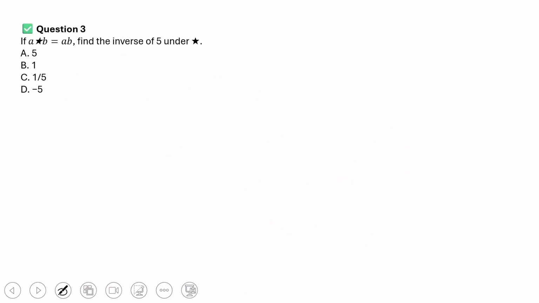So the next question, number 3, we should find the inverse of 5. The inverse of 5. All right. So this is actually a multiplication operation. Like I said, for a multiplication operation, the identity is 1.